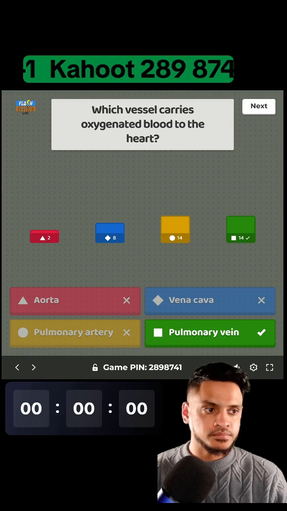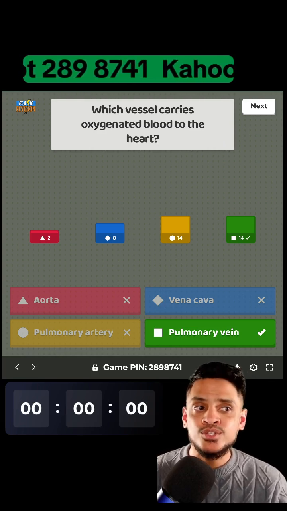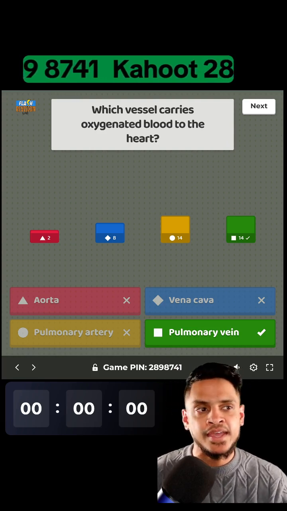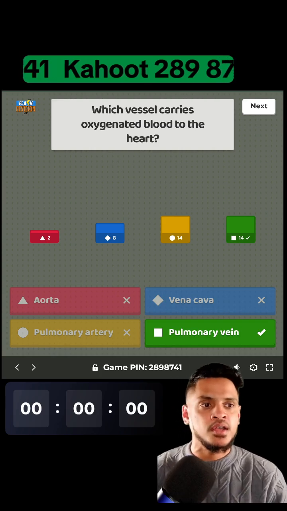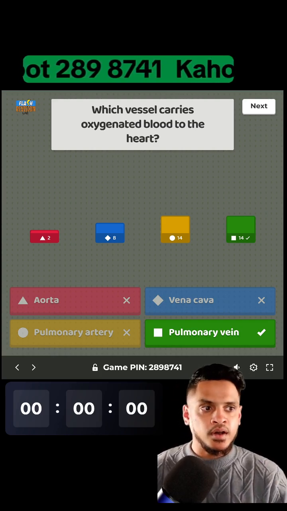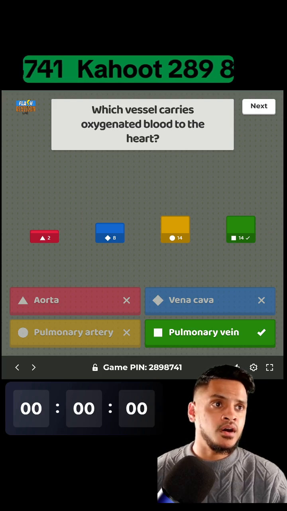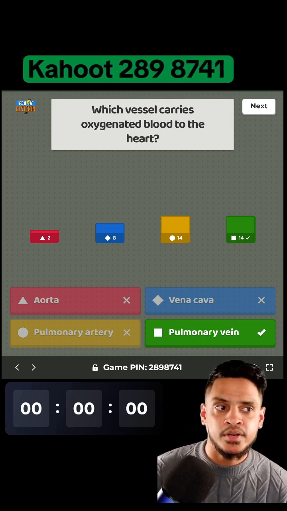Remember, vein takes blood into the heart. That's why vein ends in IN. It takes blood into the heart. Arteries begin with the A. They take blood away from the heart. So the question asks, carries oxygen to the heart. It's going to be a vein, right? It's not going to be pulmonary artery. It's going to be pulmonary vein.